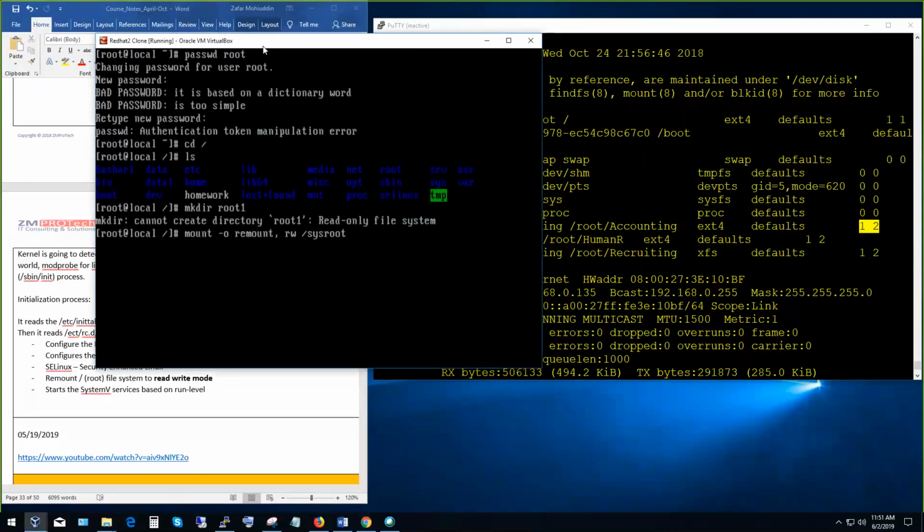Okay, so let me hit the command here. You must specify the file system type. Mount -o remount,rw. Okay. Yeah, you don't have to type sysroot. You just have to type /root.